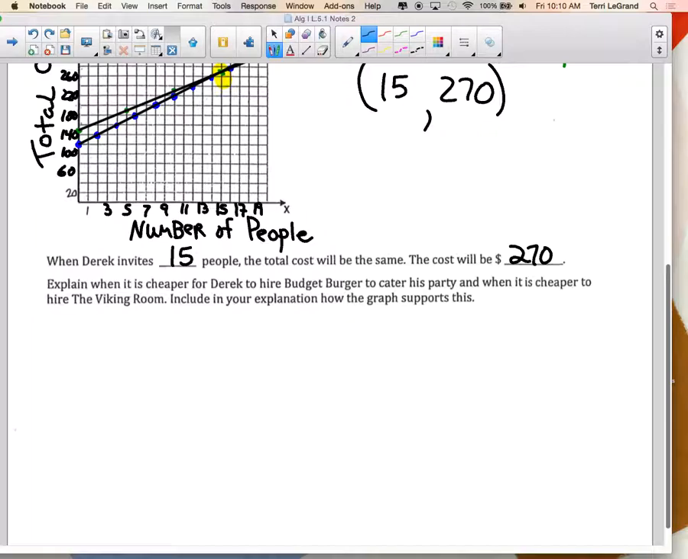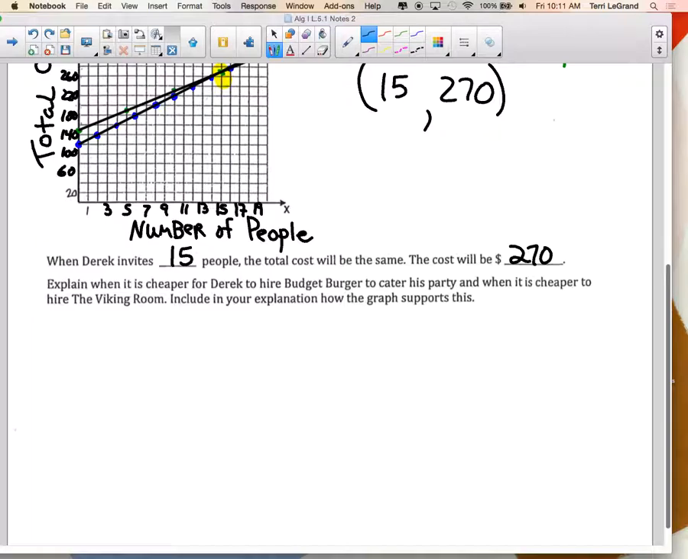But what if he's not going to invite 15 people? What if he doesn't have as many friends, or he wants the party to be smaller, or whatever the reason? Or maybe he has so many people he wants to invite. Because of that, it's like, well, I don't want to spend any more money than I have to.